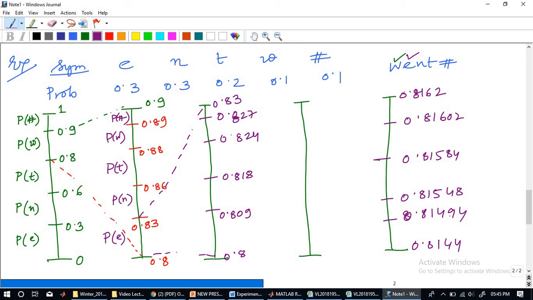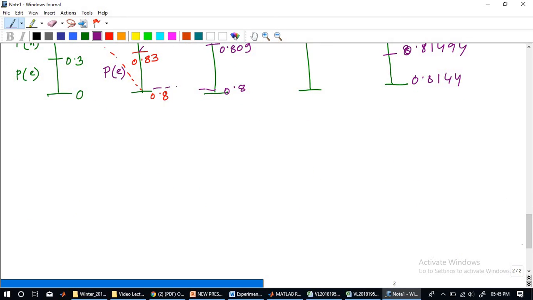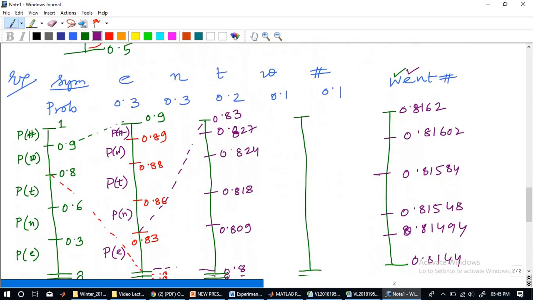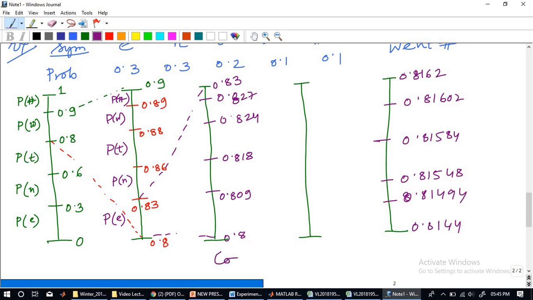So what will be your code word or final value? It will be the average of 0.8162 and 0.8144. So your code will be around 0.81611. So for the code word, the values are these. The code word should lie in between 0.8144 and 0.8162. So you take the average and that will be the value corresponding to it.